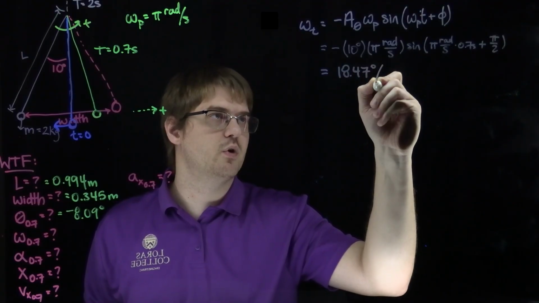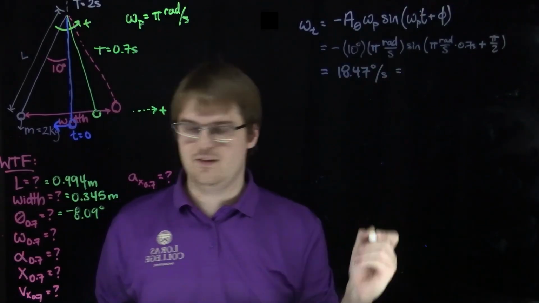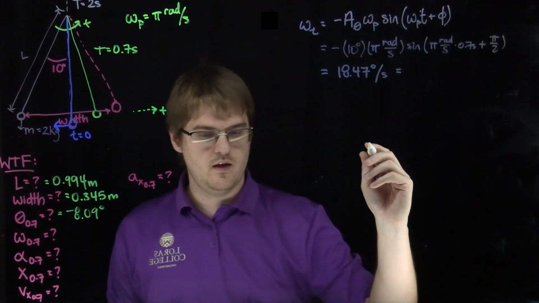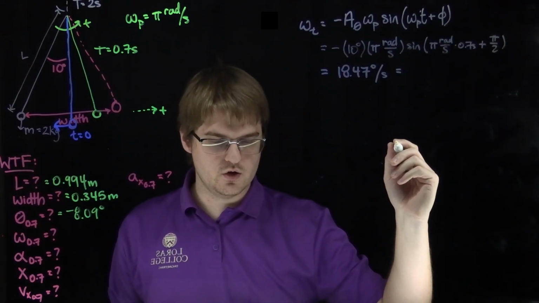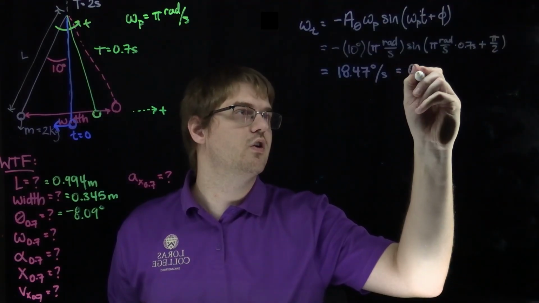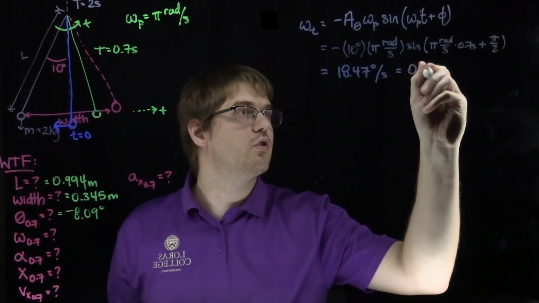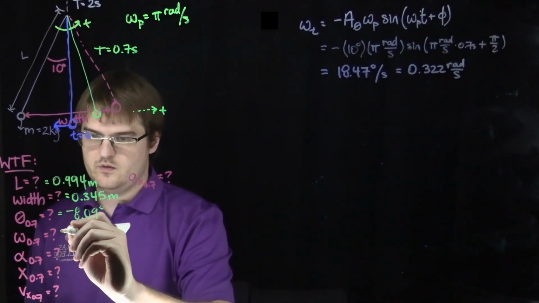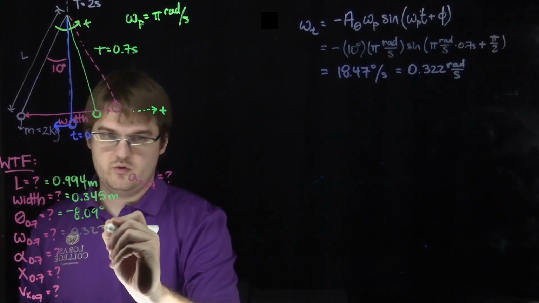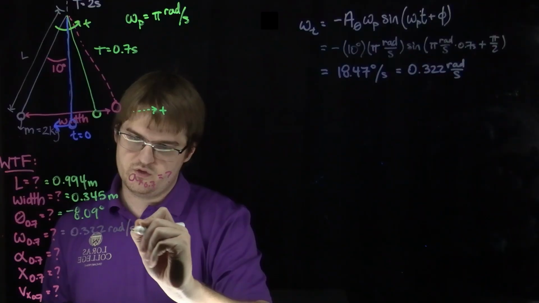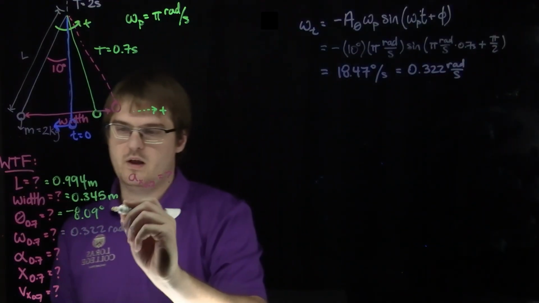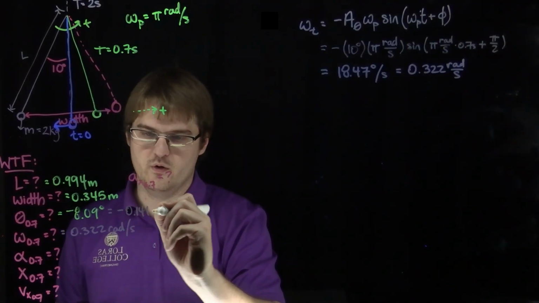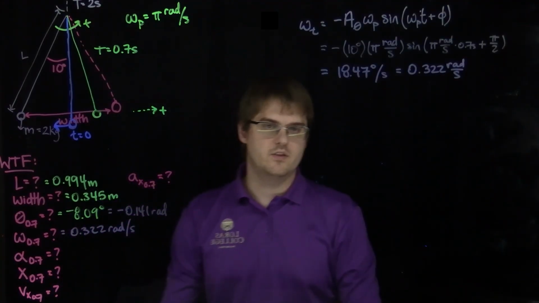18.47 degrees per second, or in this case, it doesn't really make sense to give values in degrees per second, so we do want to change this 10 degrees to radians. And this comes out to a rotational rate of 0.322 radians per second. And you know what, we might as well say that this is negative 0.141 radians while we're at it. We'll include everything, just in case it's needed.